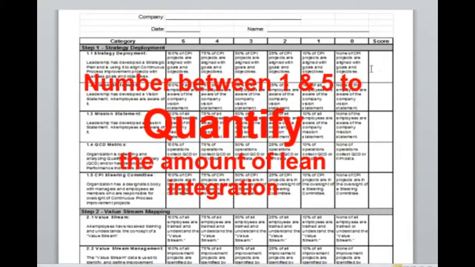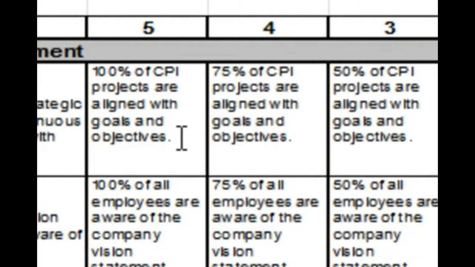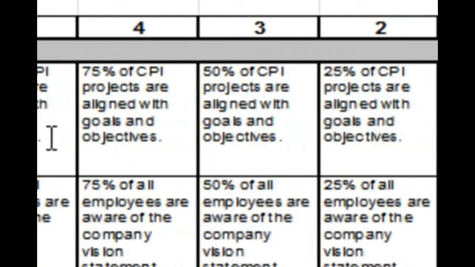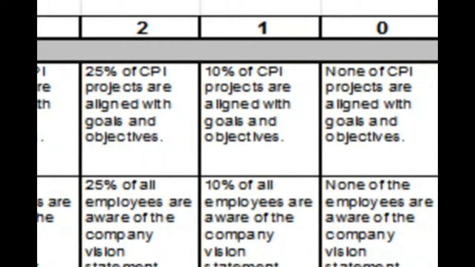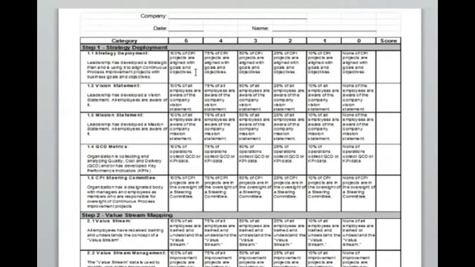And how do you determine if it's a 1 or a 5? Well, you go into the criteria and say, if 100% of all CPI projects are aligned with business goals and objectives, then it's a 5. If half of them are aligned, then it's a 3. If only a couple of them are aligned, then it's going to be a 1 or a 2. And that's really how you use this lean assessment form. You'll go down each row in turn until you've done all of the requirements for step 1.